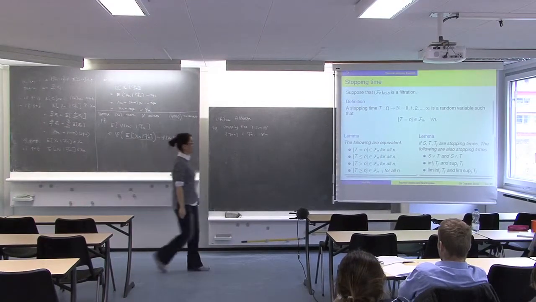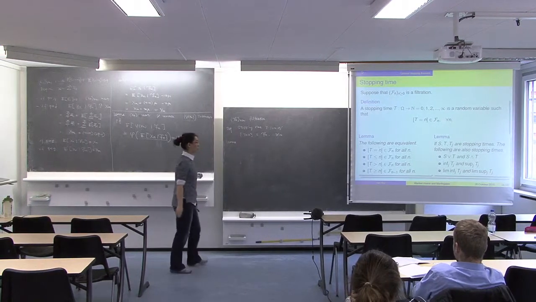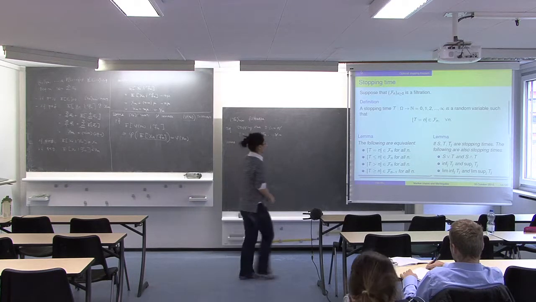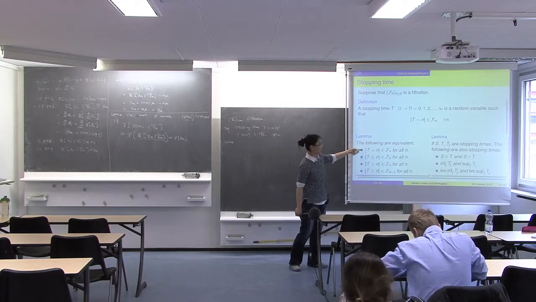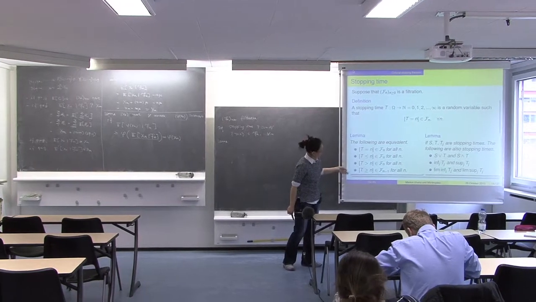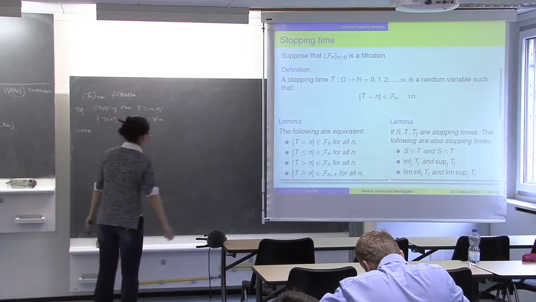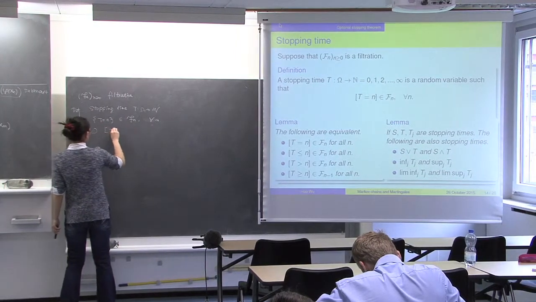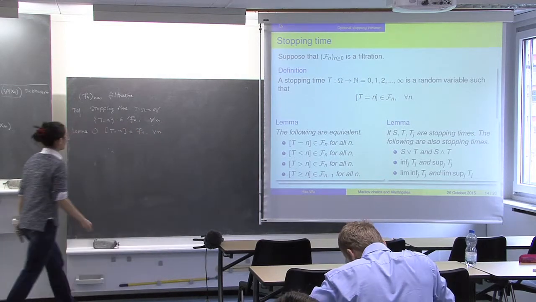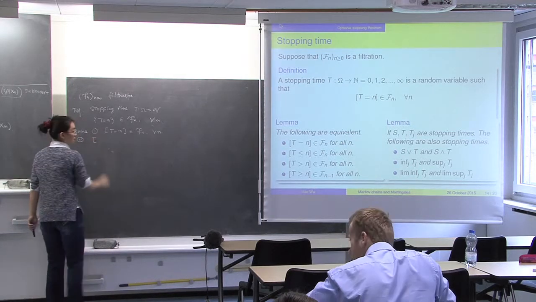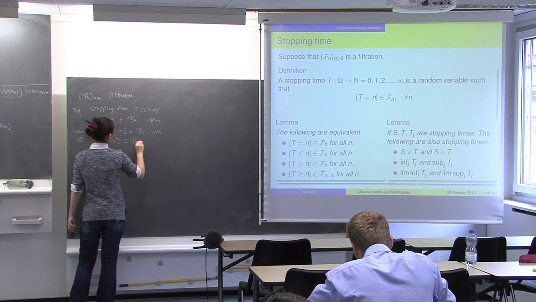Okay, some basic properties of stopping times. First, several equivalent definitions of stopping time. This is the definition: a stopping time is a random variable such that T equals n is contained in Fn for all n. And here it gives three other equivalent conditions to define a stopping time. So these four conditions are equivalent. First, T equals n is contained in Fn for all n. Second, T less than or equal to n is contained in Fn.